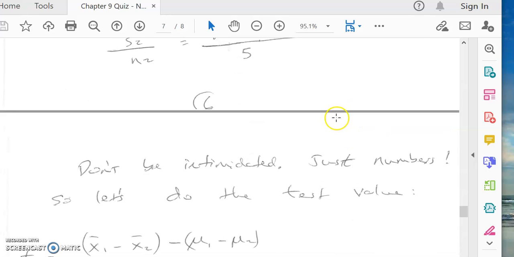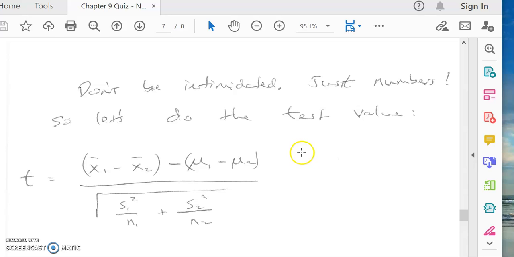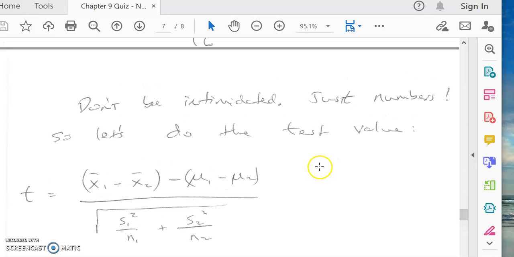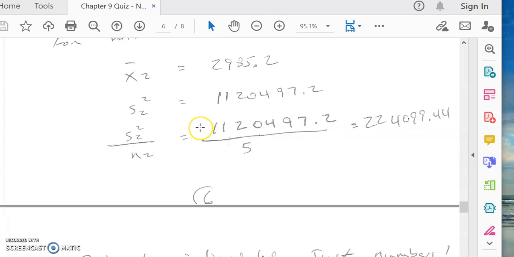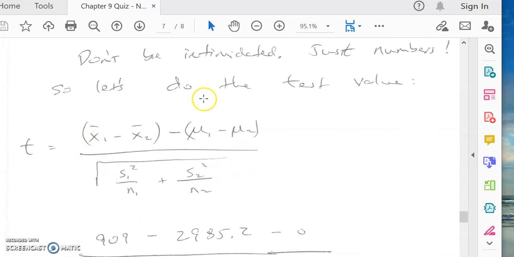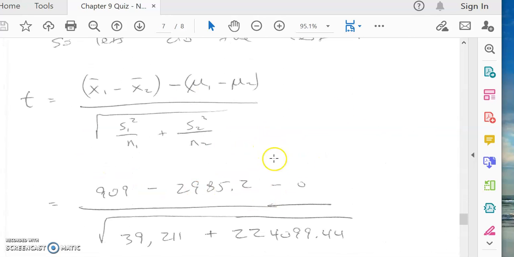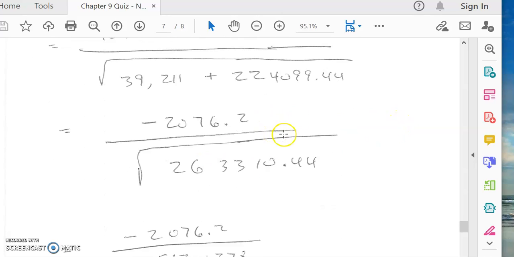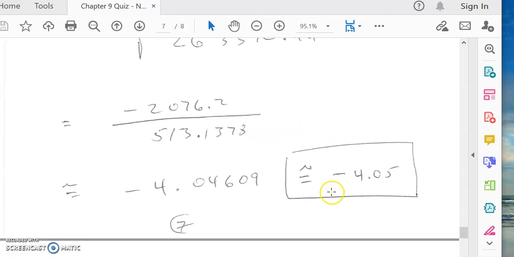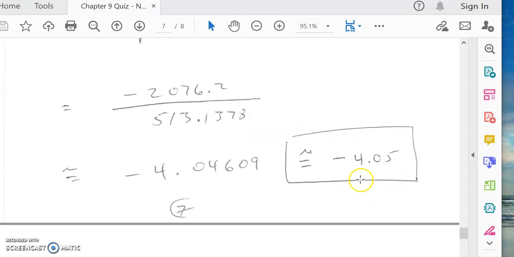No big deal. Here's my message. Don't be intimidated. They're just numbers. You plug them in. Keep yourself organized. Spread things out. Write it down. Write sentences explaining what you're doing. It's not a big deal. So what I've done up here, I got all the inputs that I needed for this formula. I just plug it in, and this is what I come up with. I crank it out. Boom, negative 4.05.